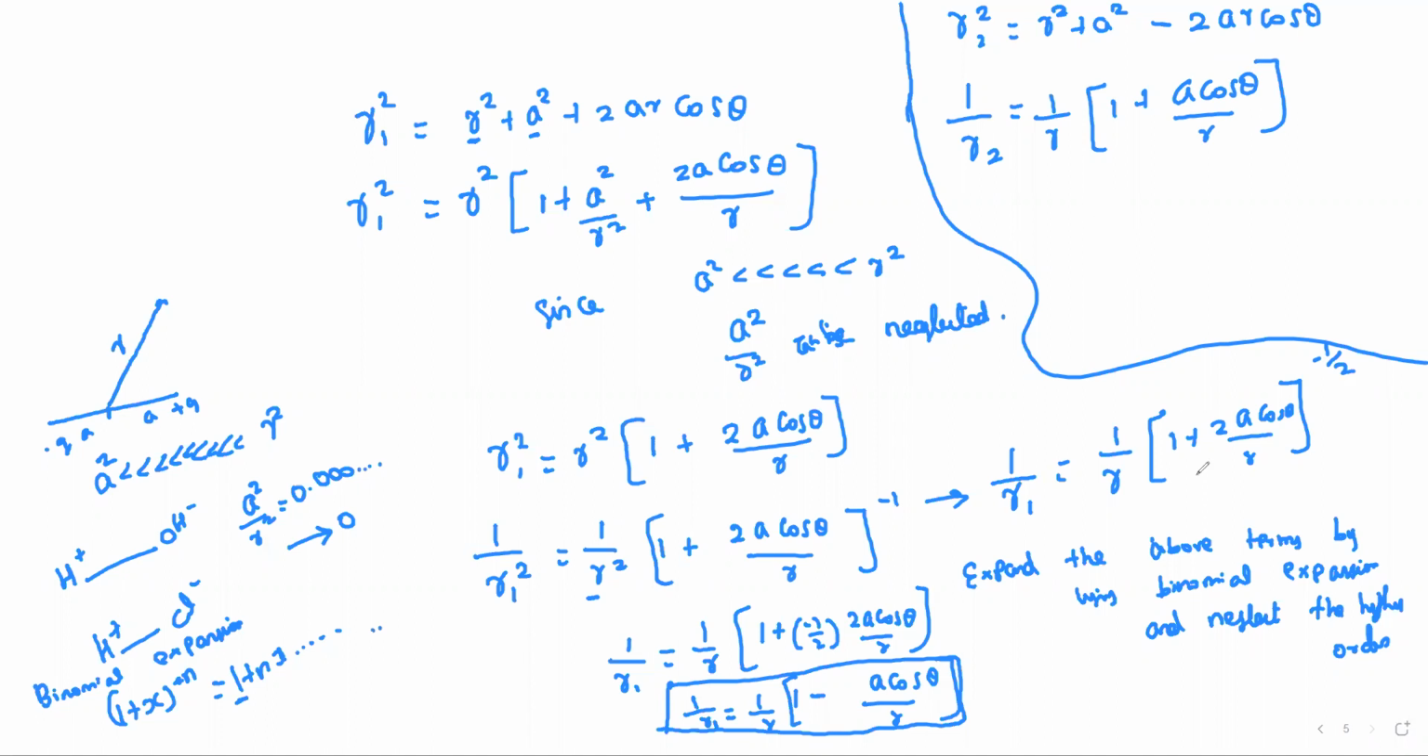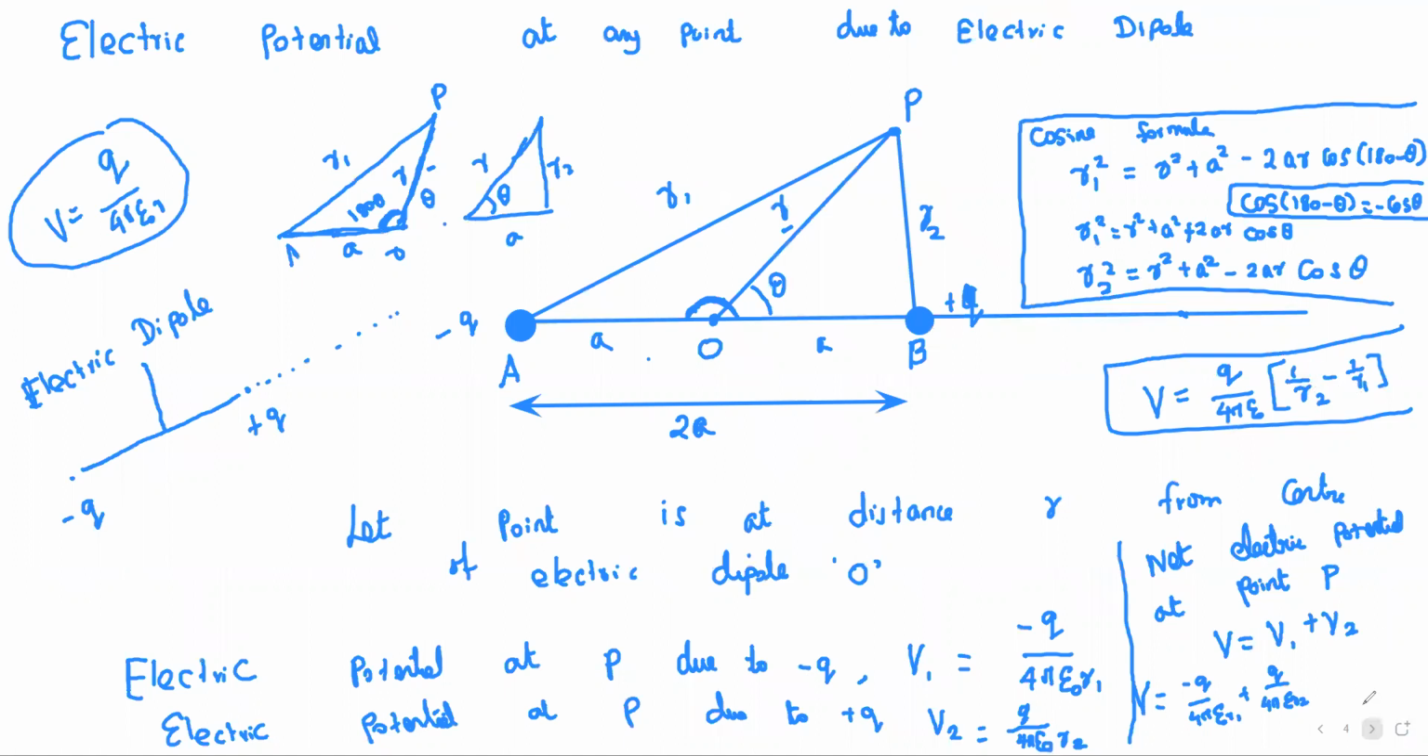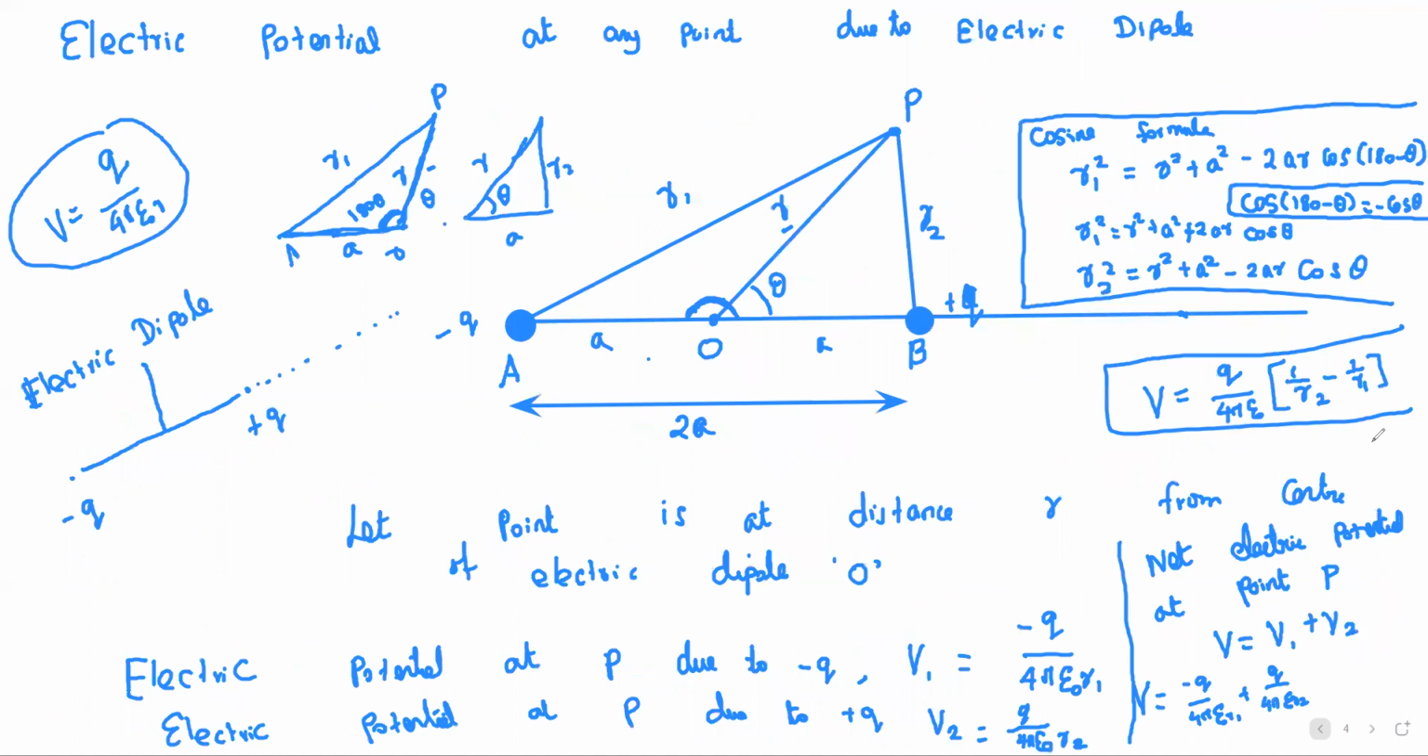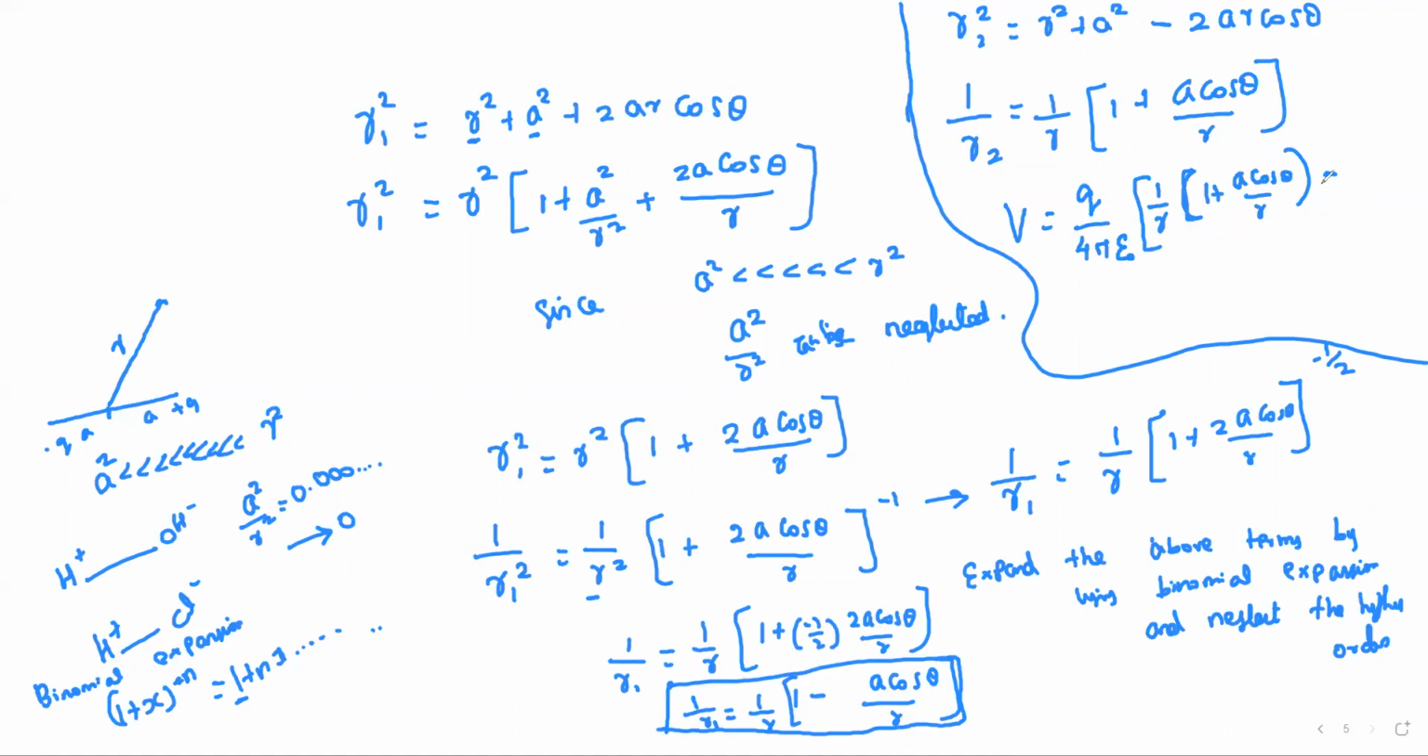So what is the thing actually we need to find? We need to find 1 by R2 minus 1 by R1. So now we have the formula Q by 4 pi epsilon 0. Instead of 1 by R2, I put this 1 by R times 1 plus A cos theta by R. Minus, instead of 1 by R1, I put this 1 by R times 1 minus A cos theta by R. Is that clear?